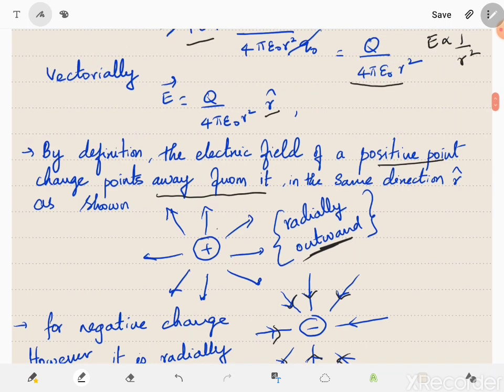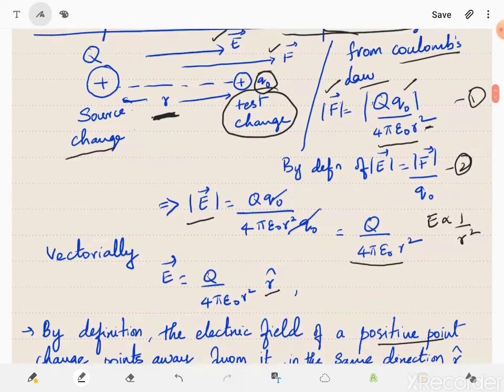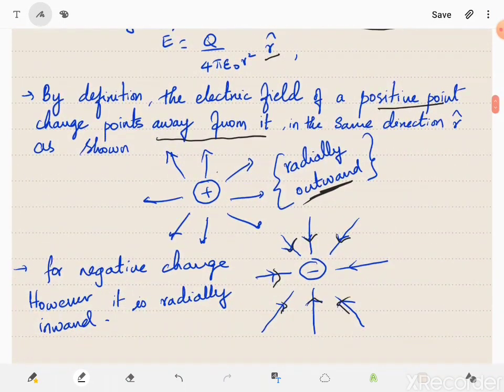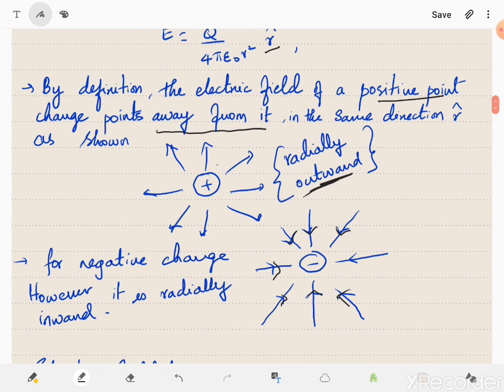So we see that electric field due to an isolated point charge is proportional to 1 by R square. It's very important to remember this expression, as we will be utilizing it in solving problems and doing a bunch of derivations. And the concept that electric field due to a positive point charge always points radially outward, and for a negative charge it points radially inward, is also an equally important concept that you will have to remember.